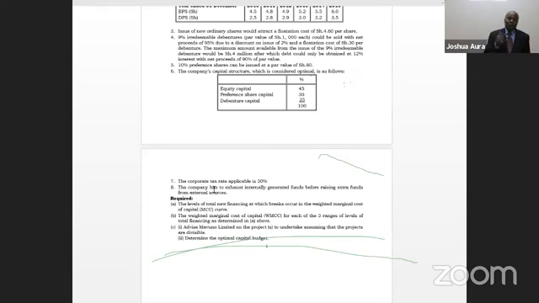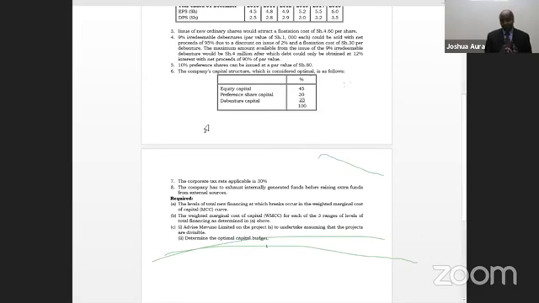So they want us to give them in part A. If you go to part A, they want us to give them the levels of total new financing at which breaks occur. So in short, they want us to ascertain the break points.